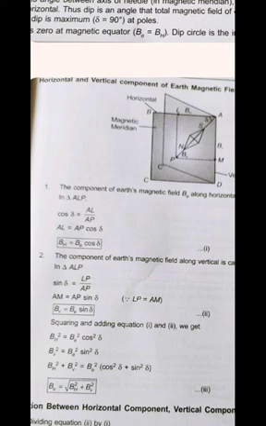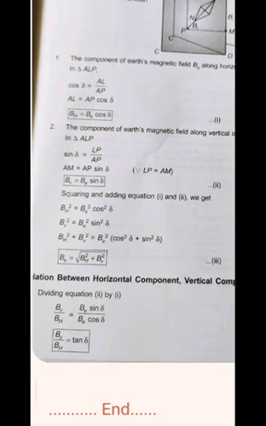So it is B0 sine delta. BH square is equal to BE square cos square delta, and BV square is equal to BE square sine square delta. Squaring and adding, we get BH square plus BV square is equal to BE square. So the total magnetic field BE is the root of BH square plus BV square.